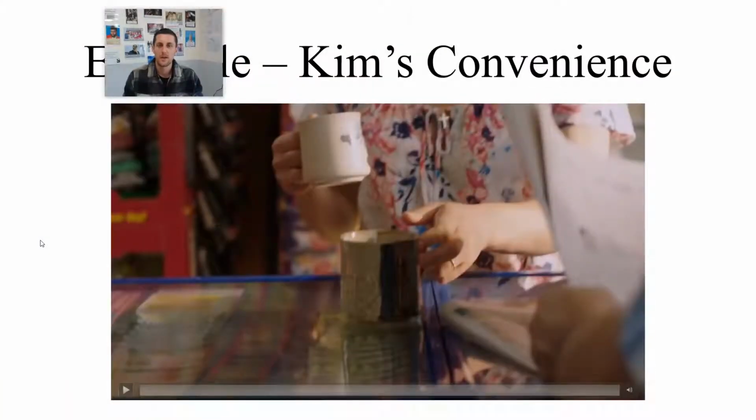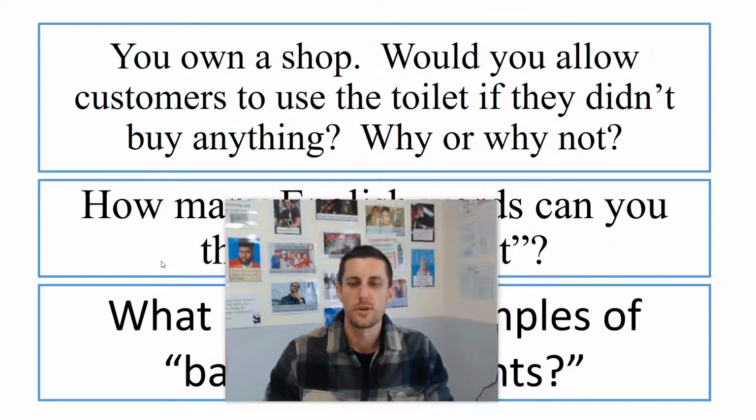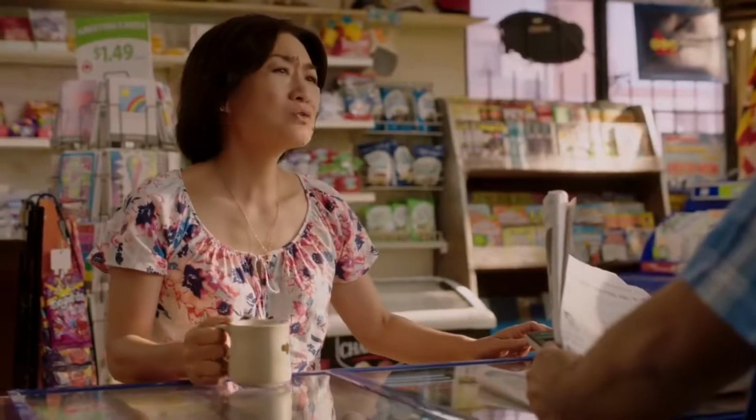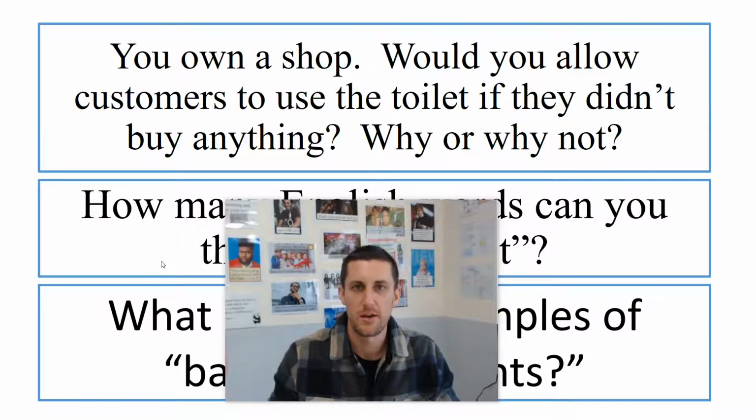Okay, well, here are 3 different pre-listening questions that I might ask students in order to set the context and to elicit their prior knowledge. You own a shop. Would you allow customers to use the toilet if they didn't buy anything? Why or why not? "I told you no more customer using washroom. Too much cleaning." They can think, pair, share this.